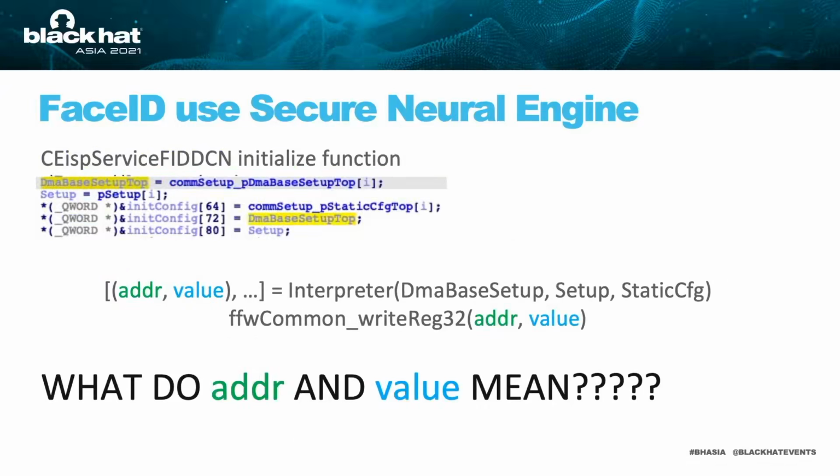Essentially, Face ID implements an interpreter-like program in SVT, which converts three different setting information into register addresses and values that need to be written to these addresses. The problem is that we don't know the meaning of these register addresses and values. After the register is written, we also don't know what operations have been performed.